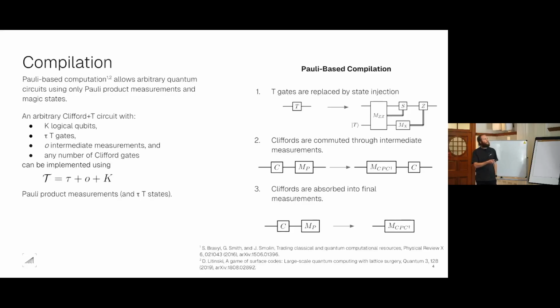So if we look at what we can do with that, if we have an arbitrary Clifford plus T circuit that has k logical qubits, tau T gates, O other intermediate measurements that may be present in the circuit, and can have any number of Clifford gates, then we can implement that using tau plus O plus k Pauli product measurements supported by tau T states. So the way we're going to design our architecture is such that each of these Pauli product measurements can be done in one logical cycle of the architecture, that is approximately d rounds of syndrome extraction, so that we can then implement a circuit in essentially this capital T logical cycles.